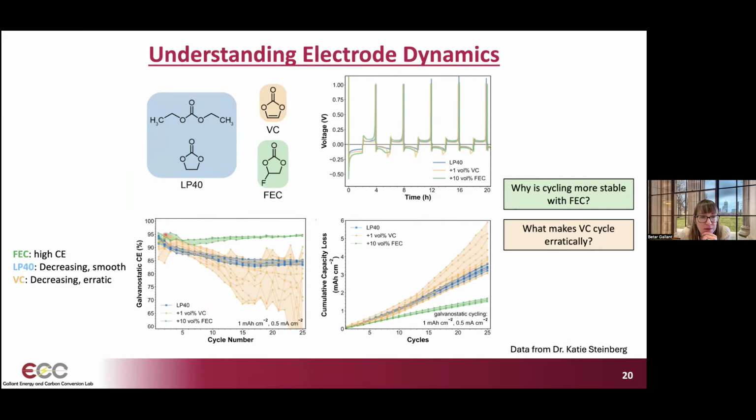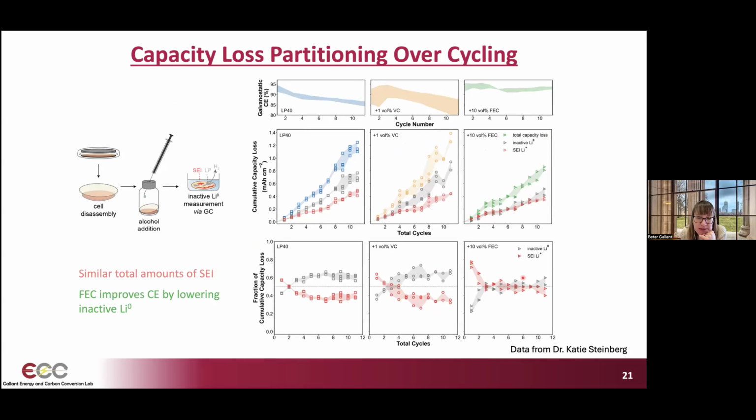For LP40, we see an initially okay Coulombic efficiency, but a gradual decline before stabilizing after around 10 cycles or so. When we add FEC, we see a marked stabilization in cycling. On the other hand, when we add VC, initially it follows the trajectory of the LP40, but then eventually we start to see much more erratic cycling as shown here. So this invites 2 questions that we hope to answer. The first is, why is cycling more stable with FEC? And what makes VC cycle erratically? We hope to answer this through the lens of our titration analyses.